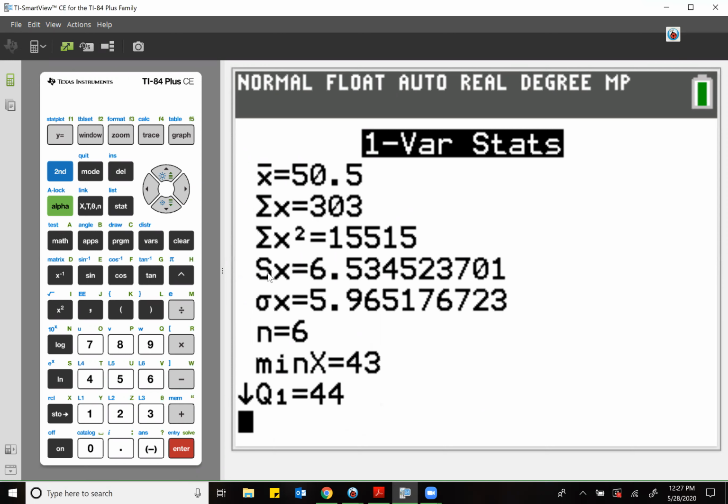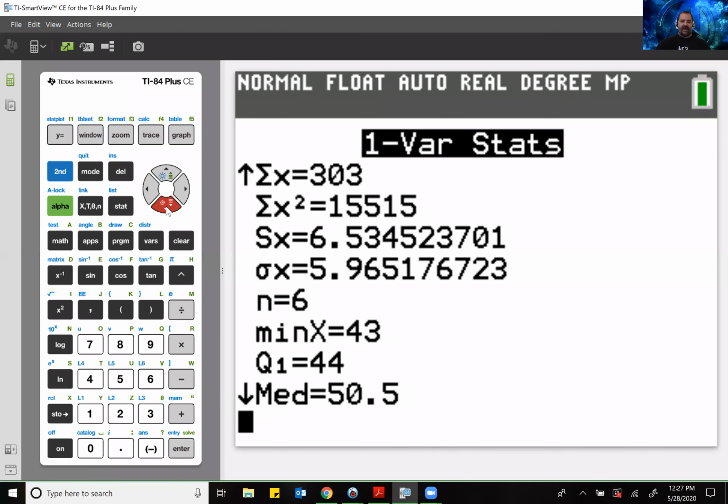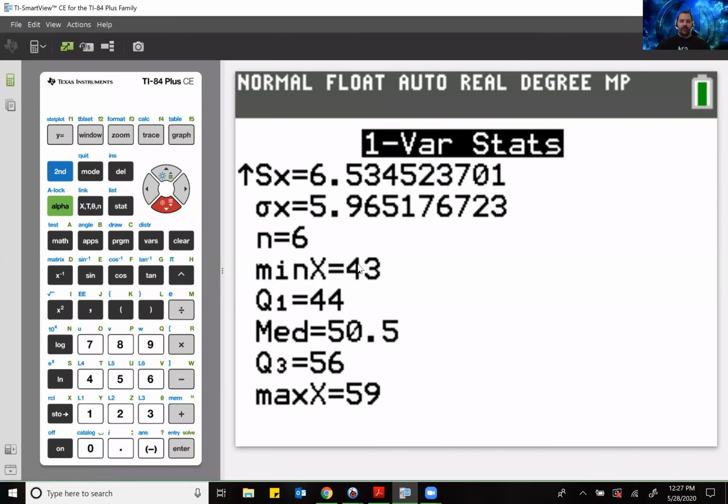Who is this guy right here? Standard deviation. Yep. There's the number of totals. Down below, you got your 5 number summary: the minimum, quartile 1, the median, quartile 3, and the max.